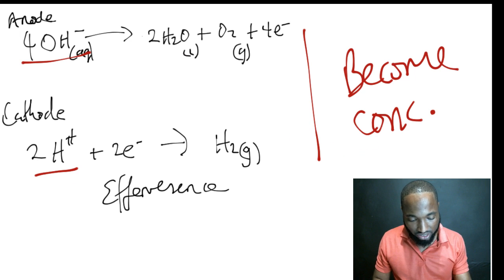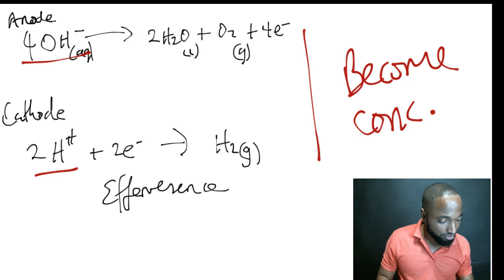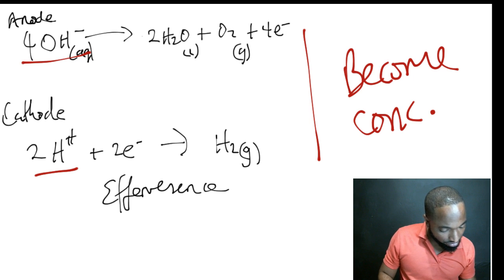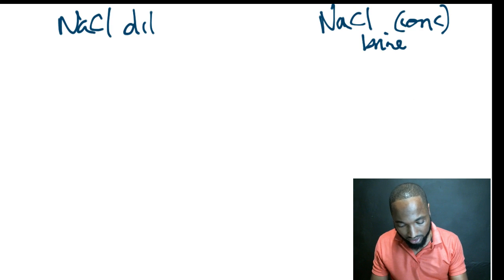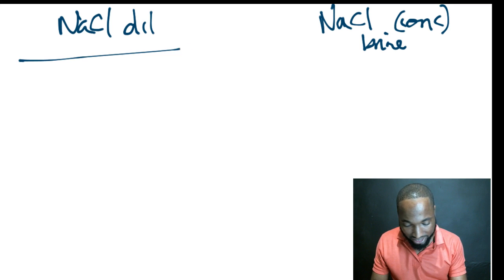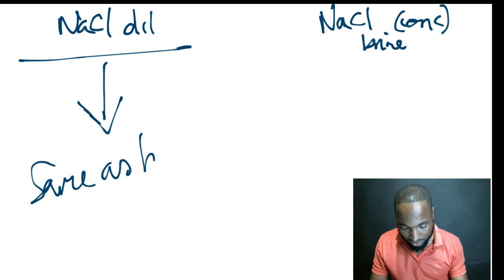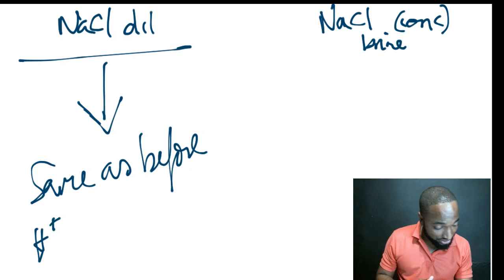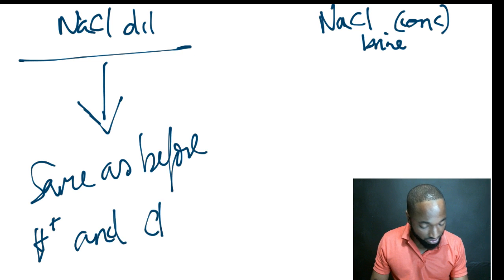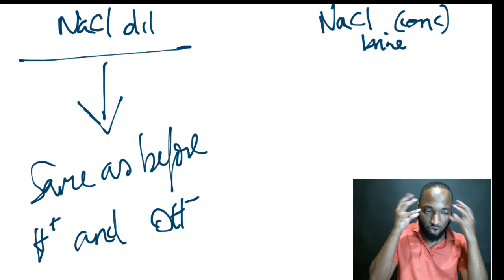Yes, so okay, that's the result. You need to know this result, right? What will happen to the solution in general? It will become more concentrated because you're removing water. So the same thing happens with dilute NaCl. With dilute NaCl, same as before for the same reasons. The H plus is going to come off because the H plus is lower in the series, and the Cl is going to come off. Sorry, no, the OH is going to come off because it's lower in the series. Same as before. So you can just store that in your mind.